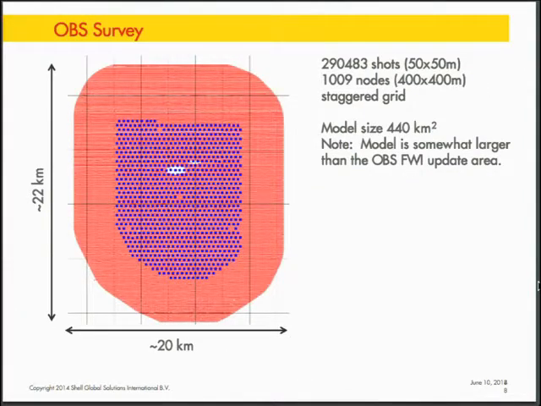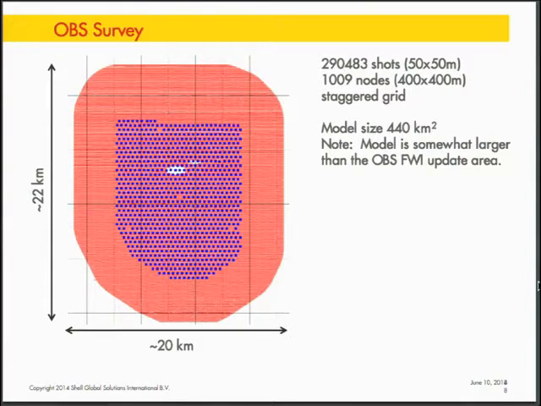So let's move to the first example. The first example is from offshore West Africa, where we carried out what we call an OBS, or OBN in the industry nowadays, ocean bottom nodes survey. Here, you lay down about 1,000 nodes on a grid of 400 by 400 meters. This corresponds to the blue dots in the pictures, and you shoot over it. In this case, we shoot about 300,000 shots on a grid of 50 by 50 meters.